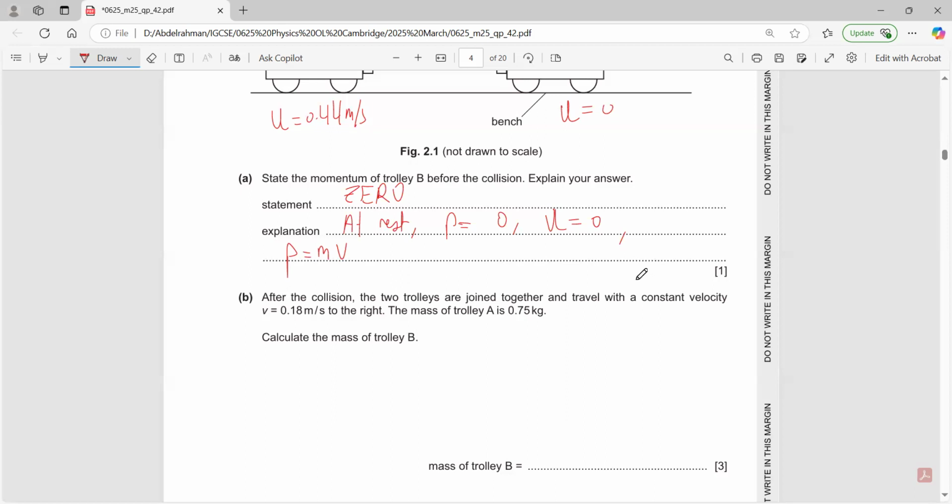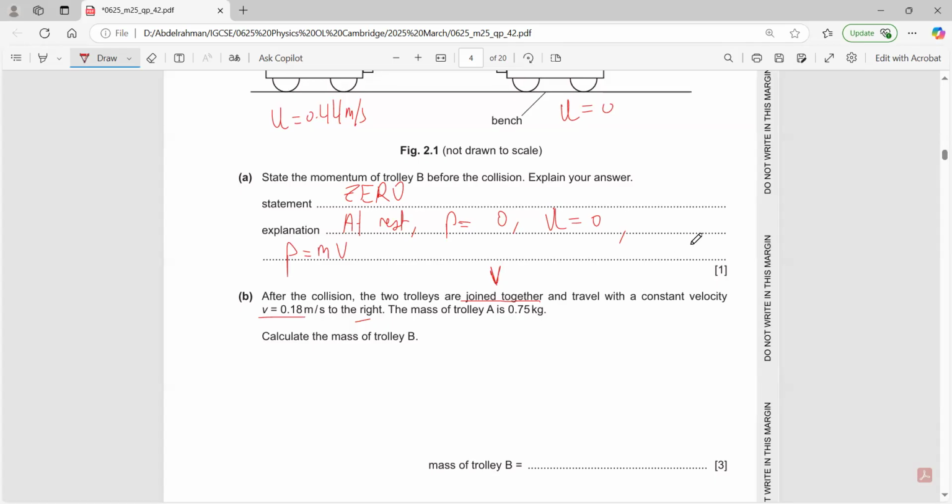After the collision, the two trolleys are joined together, meaning that when they are joined together, the velocity is the same. The velocity is the same, and they travel with a constant velocity of v, 0.18 meters per second to the right. The mass of trolley A is 0.75 kilograms. Calculate the mass of trolley B.